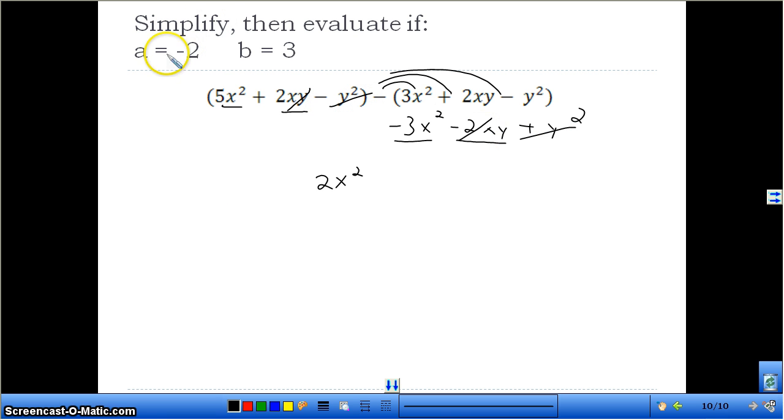Now they're telling you to evaluate. They're saying if a is equal to negative 2, oh, I should have switched these letters here. That's my fault. Let's make this x. So if x is equal to negative 2 and y is equal to 3, all we're doing is plugging in here, and we only have an x, so we're going to do negative 2 in parentheses, following the order of operations. Negative 2 squared gives you positive 4. Then you have 2 times 4, which gives you 8. So we evaluated that. Not too bad. All right, and this is the end of 10.1.